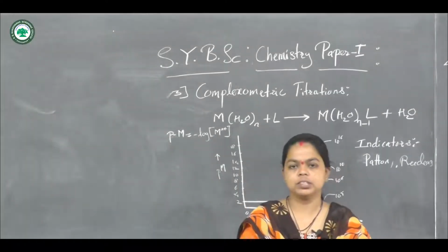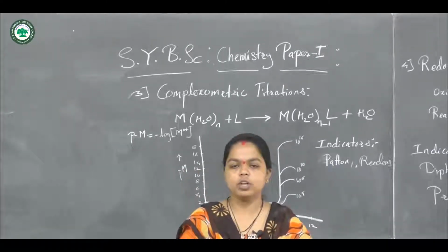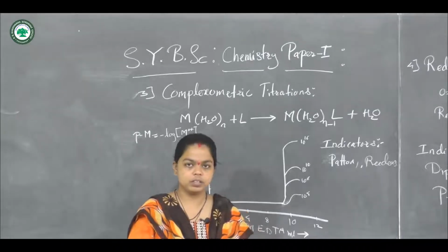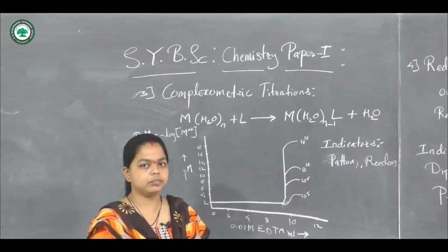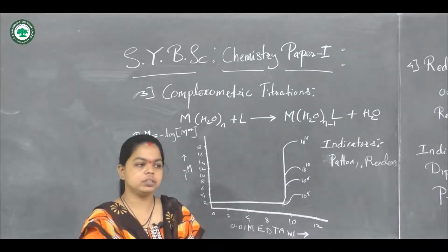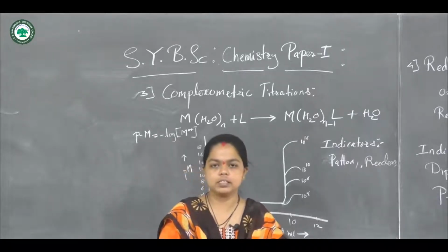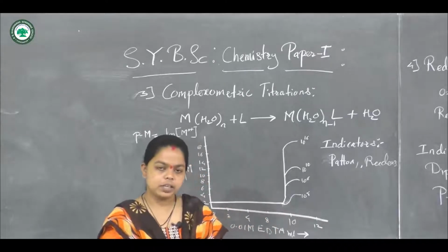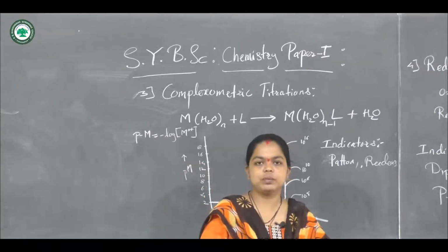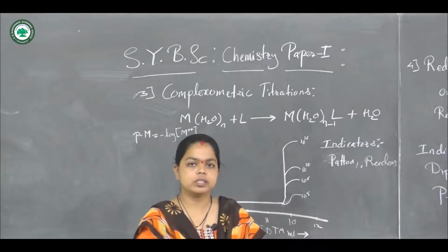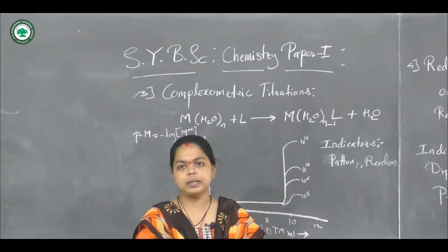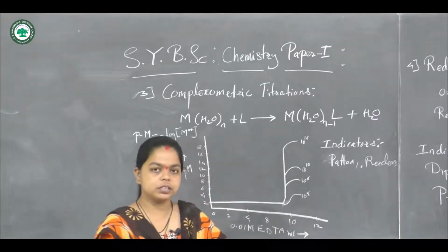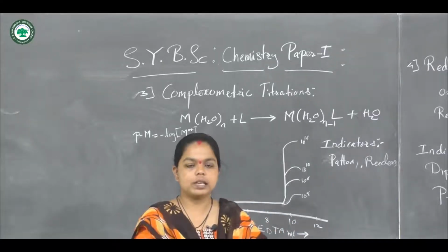Hello everyone, we are studying volumetric analysis in the paper one of S.Y.B.Sc. In this chapter we have studied the types of volumetric analysis, which are: first, neutralization titration; second, complexometric titration; then redox titration and precipitation titration. In the last lecture we studied the types of neutralization titration.